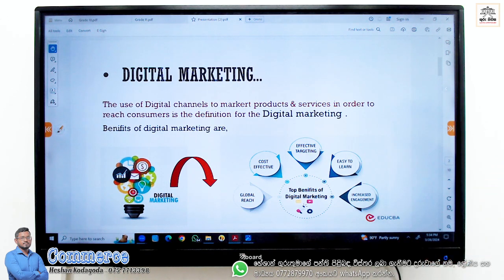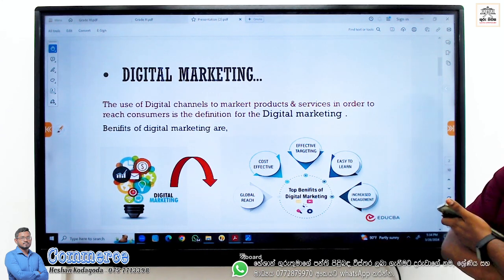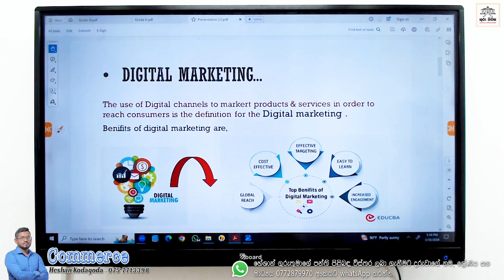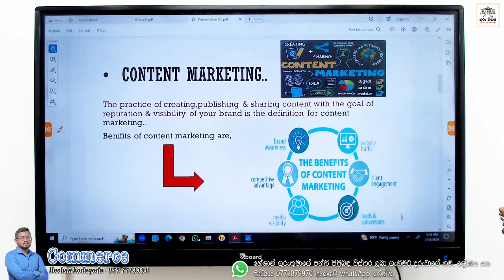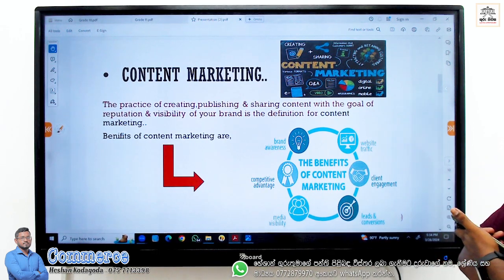Digital marketing. The use of digital channels to market products and services in order to reach consumers is the definition of digital marketing. Benefits of digital marketing are effective targeting, easy to learn, and increased engagement. And next, content marketing. The practice of creating, publishing, and sharing content with the goal of recognition and visibility of your brand is the definition of content marketing. Brand awareness, website traffic, and client engagement are some of its benefits.